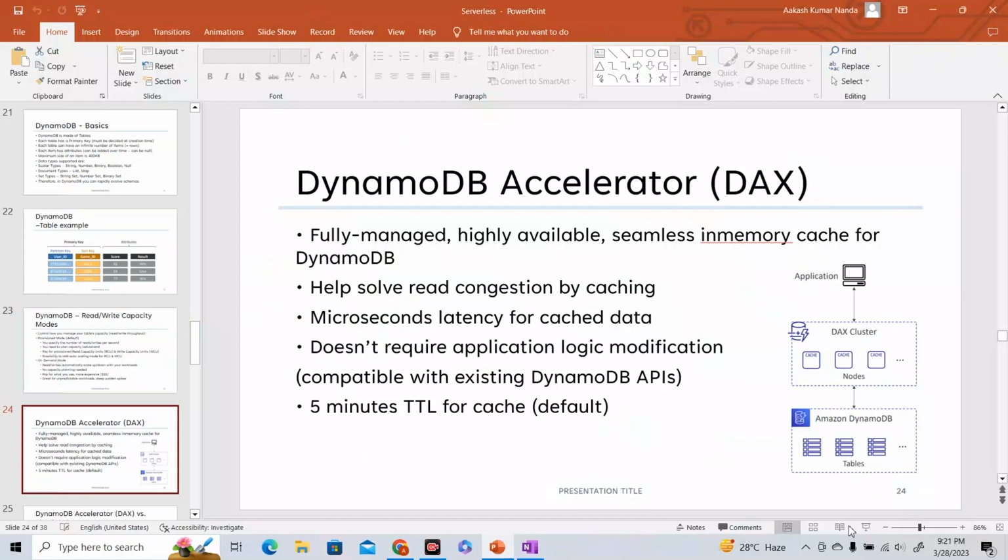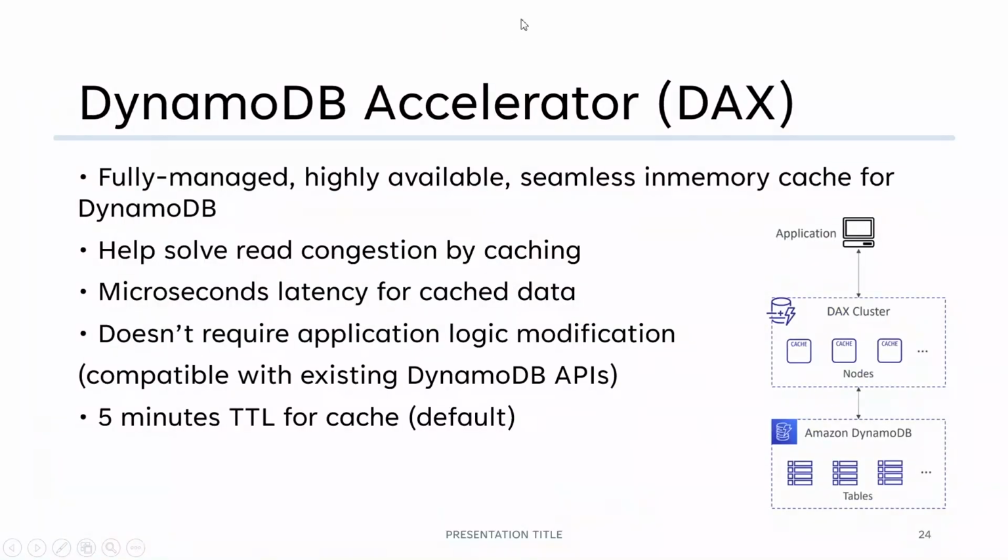Now let us talk about some other stuff about DynamoDB. Let me just minimize this thing. Okay. DynamoDB Accelerator, or DAX, gets some questions from this particular section. What do you mean by DAX? It is a fully managed, highly available, seamless in-memory cache for DynamoDB. It helps solve read congestion by caching the data. It has microseconds latency for cached data, doesn't require application logic modification, is compatible with existing DynamoDB APIs, and has a 5 minute TTL for cache. Simple thing.